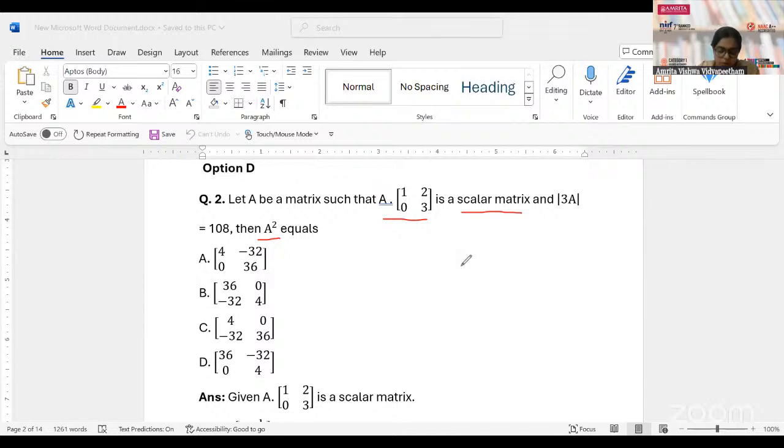So here, how are you going to solve this question? You can assume for A, then find the dot product, then go for the determinant of 3A, maybe 3 into determinant of A. The value is already given, and then once you have A, you can find A square. And here the options are something like 4, minus 32, 0, 36, 36, 0, minus 32, 4, all the same values but in different combinations.